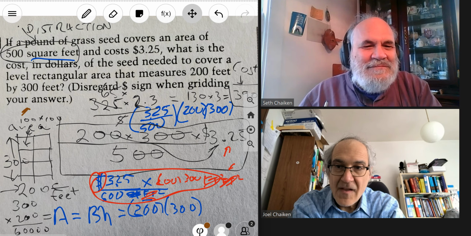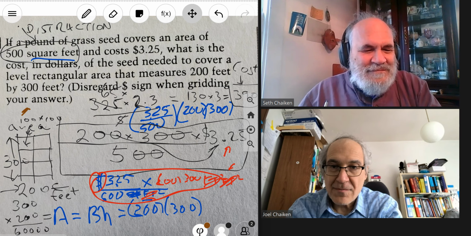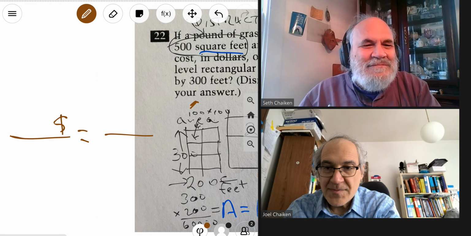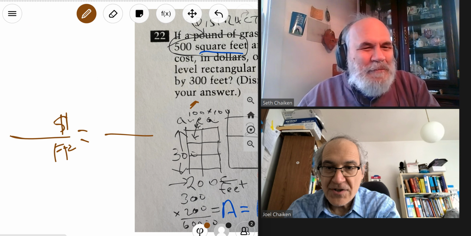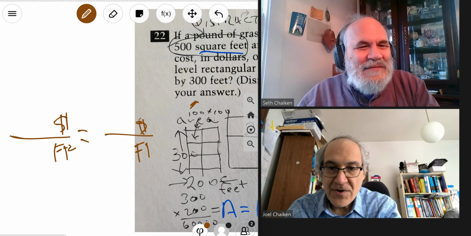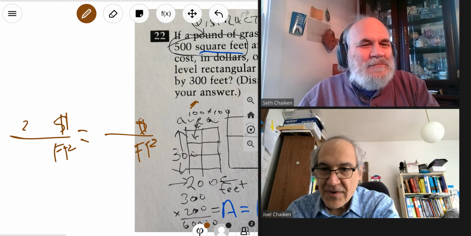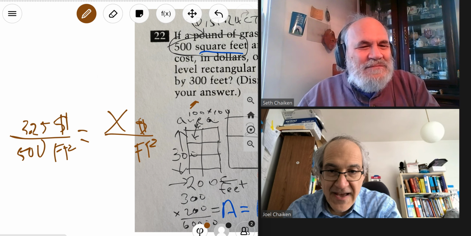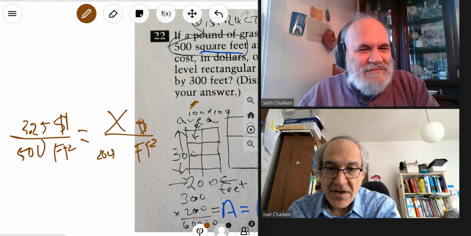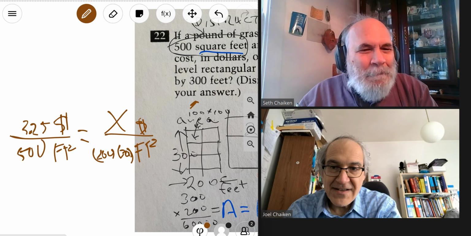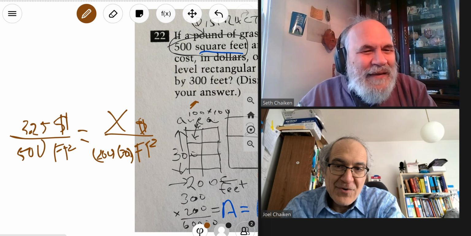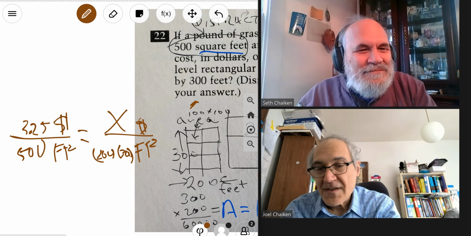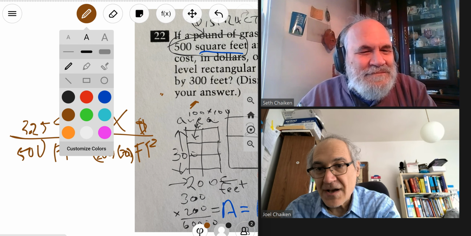To set it up as a ratio problem, you go like this, right? Always put the units in dollars per square foot. They told you that it was $3.25 for 500. You want to know the dollars, X, for the square feet, which is 200 times 300. And then you solve for X any way you want, mostly either by cross-multiplying or multiplying by 200 times 300. Notice the units are the key. Classic ratio problem with a slight geometry component to it.